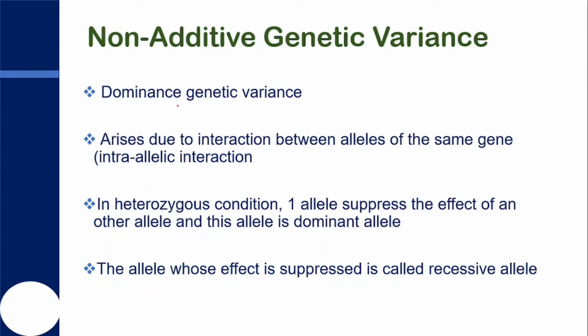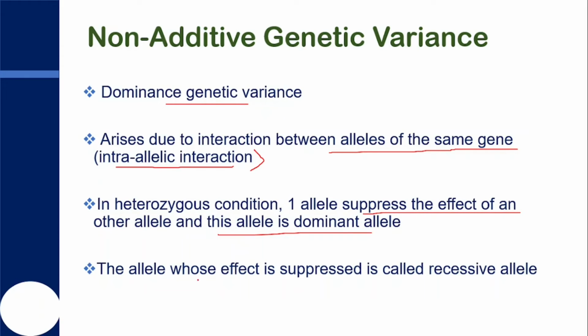First we will discuss what is dominance genetic variance. The dominance genetic variance arises due to interaction between the alleles of the same gene, and this type of interaction is also known as intra-allelic interaction. This interaction is mostly seen in heterozygous condition. In heterozygous condition, one allele suppresses the effect of another allele, and this allele is known as the dominant allele.